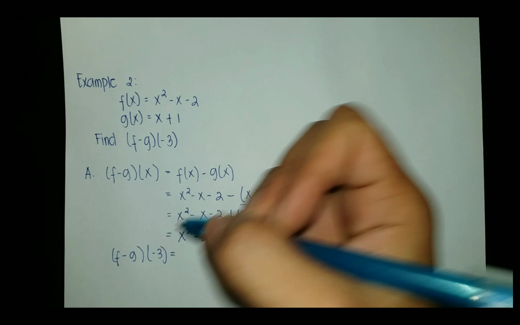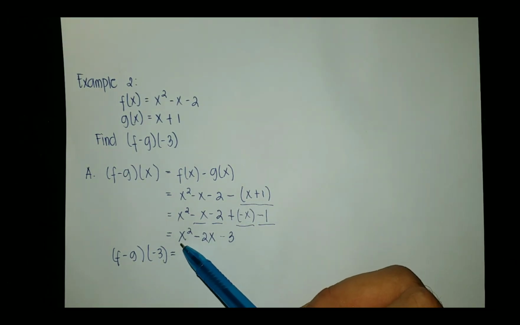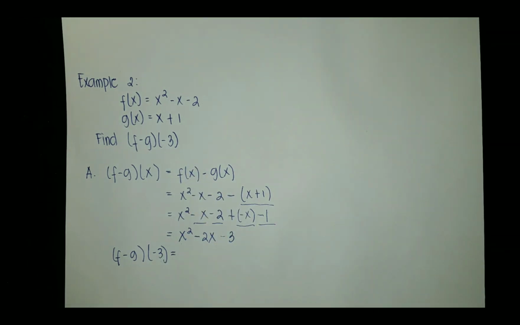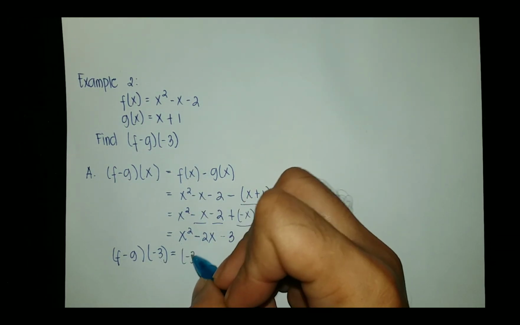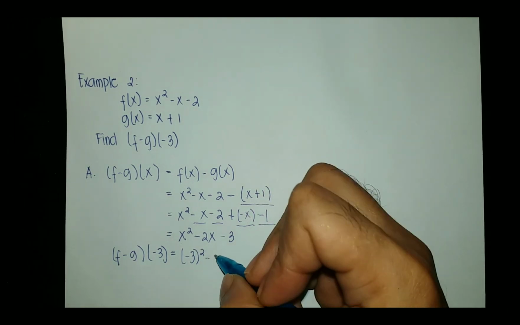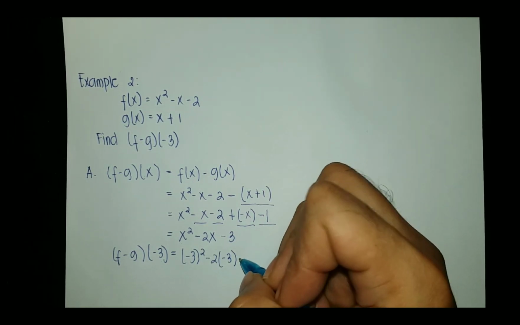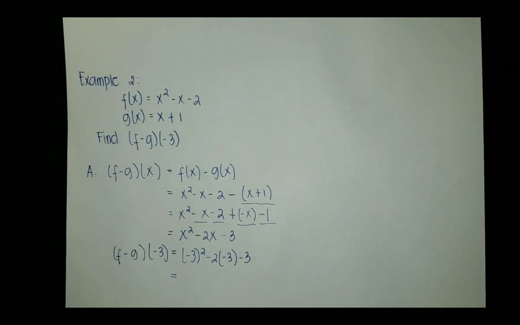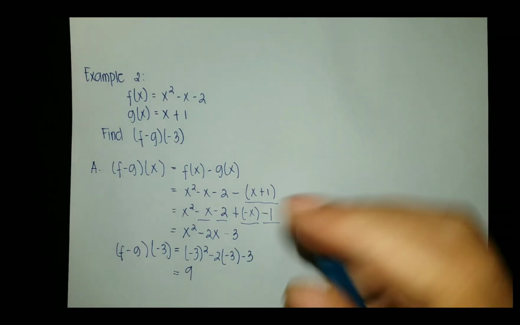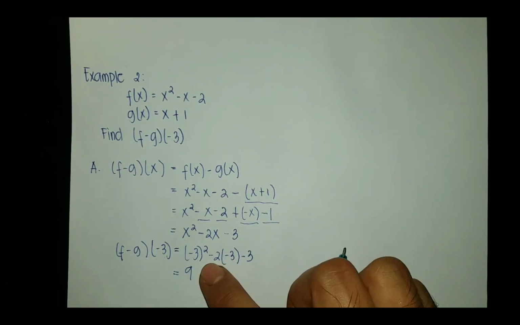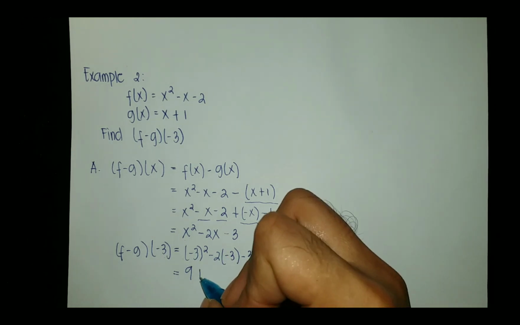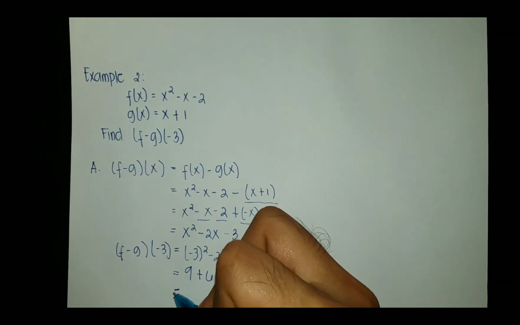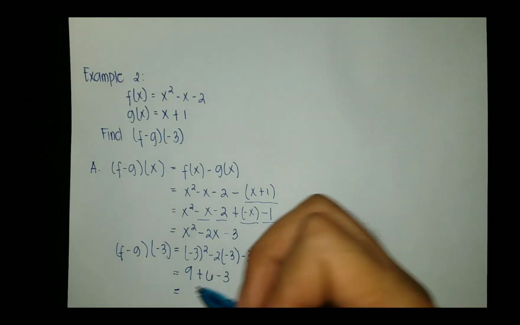So let us replace all the variables x in here with negative 3. So that is now negative 3 squared minus 2 times negative 3 minus 3. Then simplify further. Negative 3 squared is equal to 9. Then negative 2 times negative 3 is equal to positive 6. Then copy minus 3. So 9 plus 6 minus 3 is equal to 12.